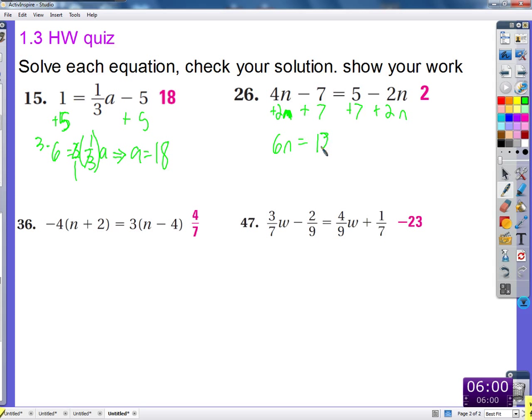This is 12. So 6n is 12, so how do we find out what n is? Divide by 6. That'll counteract the multiplication by 6. Divide by 6, n equals 2.